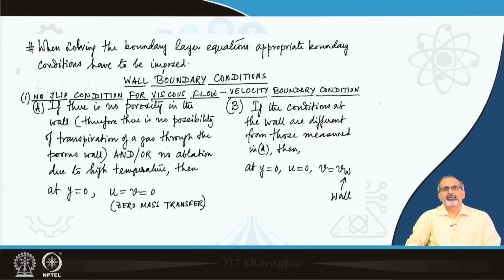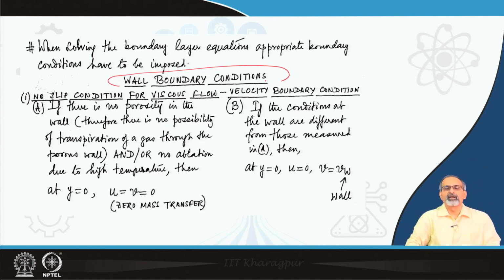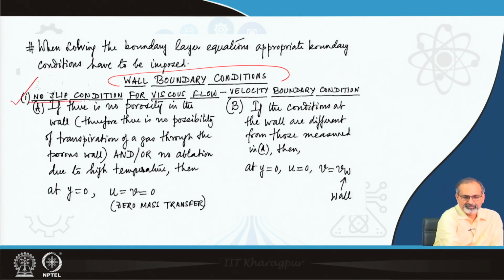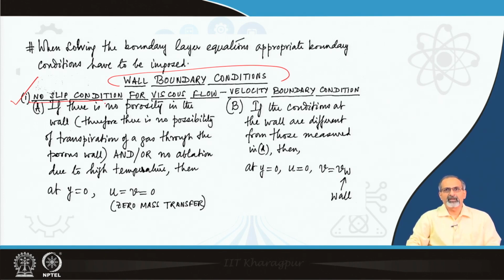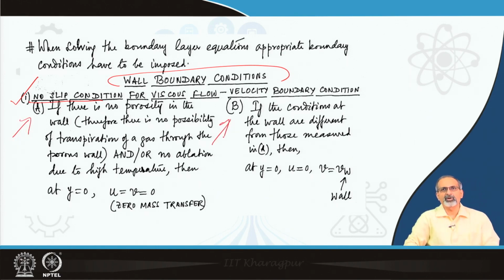Next, we move on to discuss a little bit about the boundary conditions. When solving the boundary layer equations, appropriate boundary conditions have to be imposed. It goes without saying, because ultimately we are solving a set of coupled partial differential equations. At the wall boundary, we have to have the wall boundary conditions. From the velocity boundary condition point of view, because it is a viscous flow, the no slip condition has to be imposed. Now, we have two possible cases over here marked as A and B. Let us see what they are.